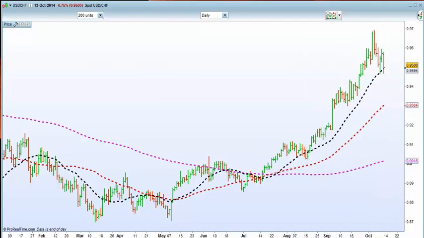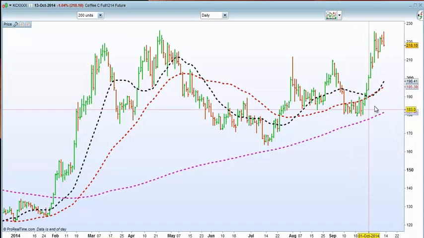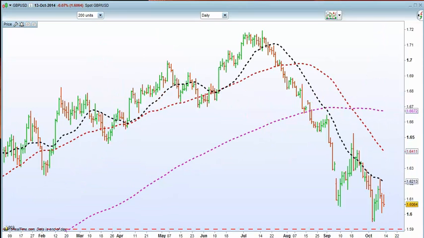Let's take a look at another example. Here is the coffee futures. We can see that the price action is well above the 20-day, the 50-day, and 200-day moving average. Therefore, we would say this market is in a bullish trend.